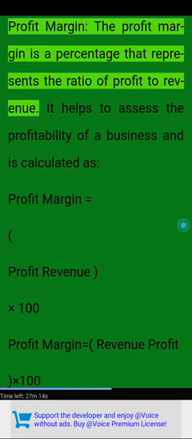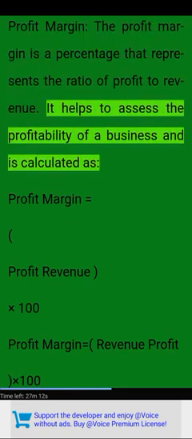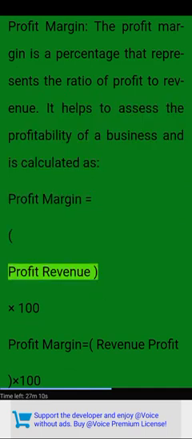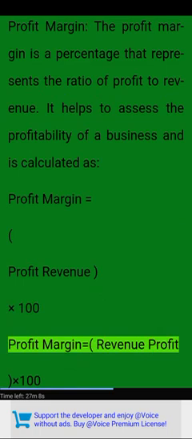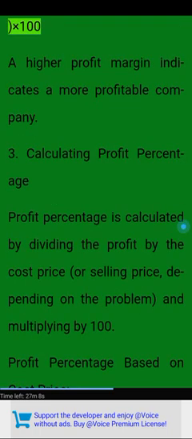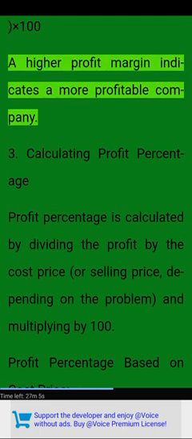Profit margin. The profit margin is a percentage that represents the ratio of profit to revenue. It helps to assess the profitability of a business and is calculated as profit margin equals profit divided by revenue times 100. A higher profit margin indicates a more profitable company.